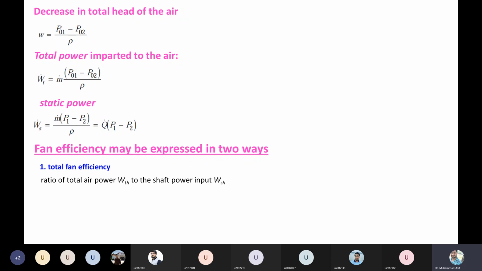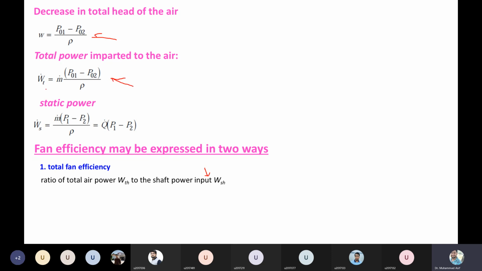One is through the total fan efficiency. When we say the total fan efficiency, that's a ratio of the total air power to the shaft power. This is the power that is input from the electric motor, and the electric motor is coupled with the blower. So that's the input power, right? And the total air power can be calculated with the help of either this formula or this formula, right?